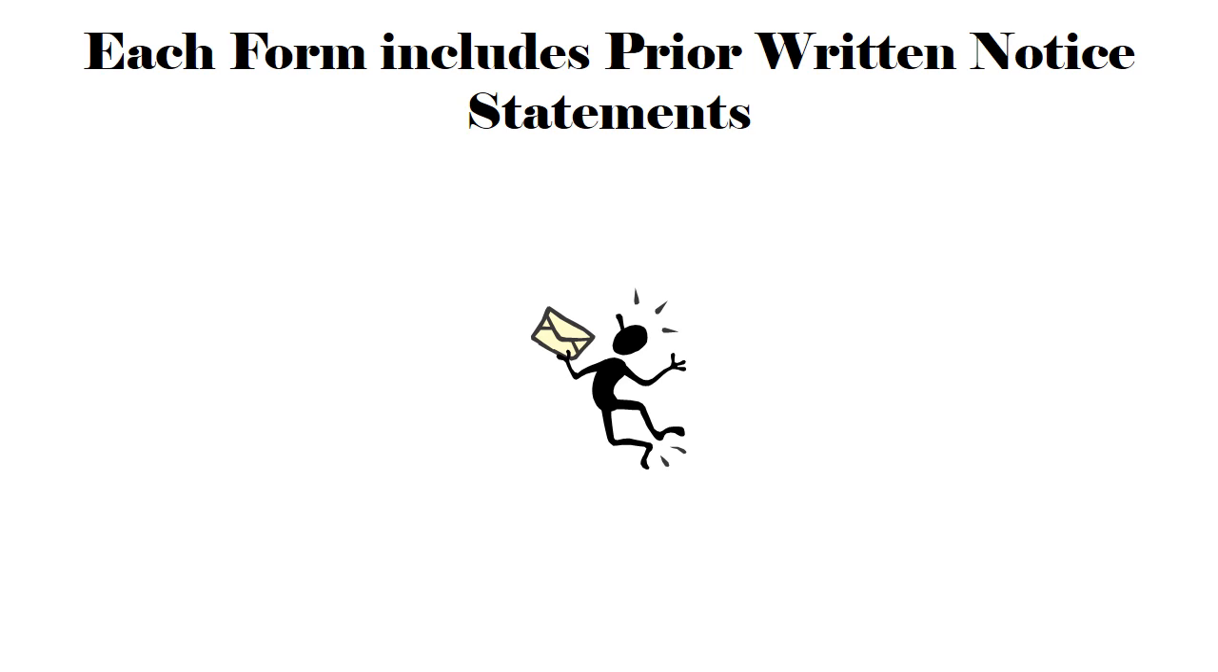Here are some final wrap-up comments. Each form includes a prior written notice statement. Prior written notice is a requirement under the IDEA. It informs the parent of their student's rights and their own rights under the IDEA. The prior written notice also communicates the purpose of each document and procedure. Finally, the prior written notice communicates what the parent's signature on the form means.